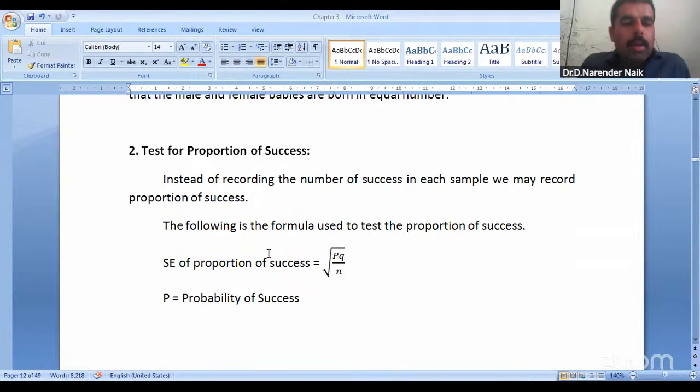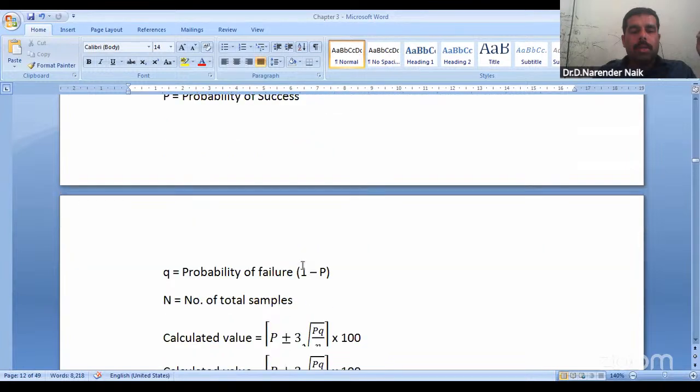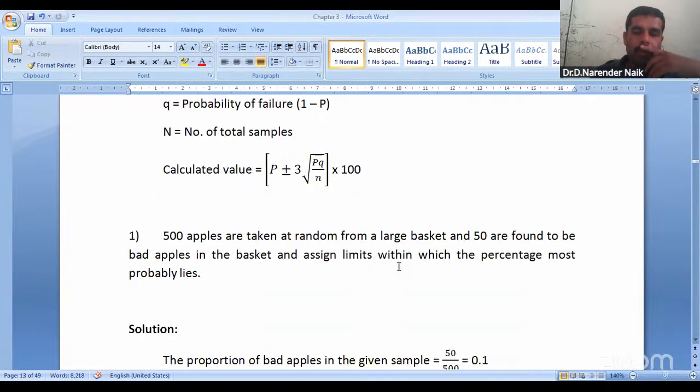See, instead of recording the number of successes in each sample, we may record the proportion of successes. The following is the formula used to test the proportion of success. Standard error of proportion of success is equal to under root PQ by N. P stands for probability of success, Q stands for probability of failure, 1 minus P, and N stands for the total number of samples. Then the calculated value is P plus or minus 3 under root PQ by N into 100. Okay, so we'll see the problem.